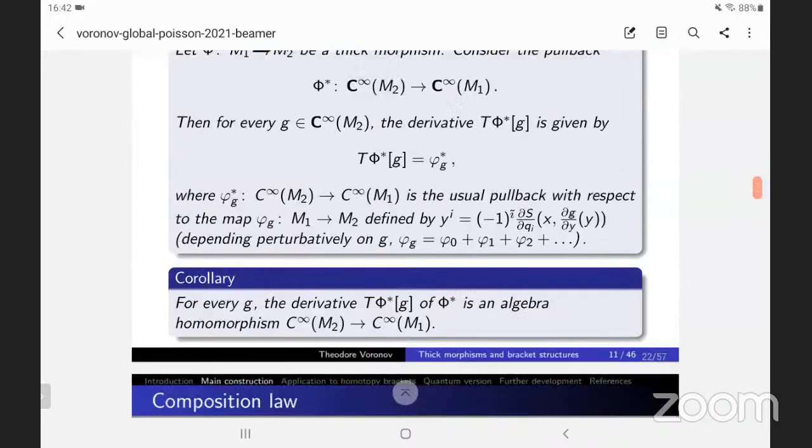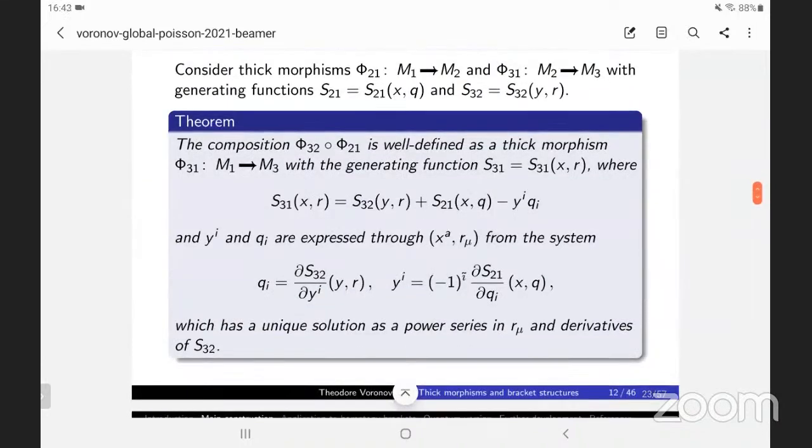I want to say actually more than probably I will be able to say in the course of this talk, so probably I will have to glide over certain things. You may ask what algebraic structure the thick morphisms make. They make not exactly a category, but what is better described by the word formal category, because the composition law itself is given by a formula similar to this pullback, by a power expansion.